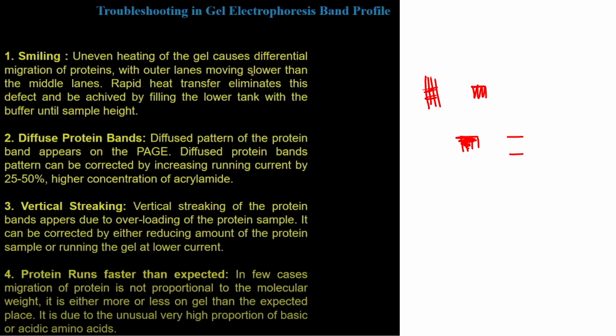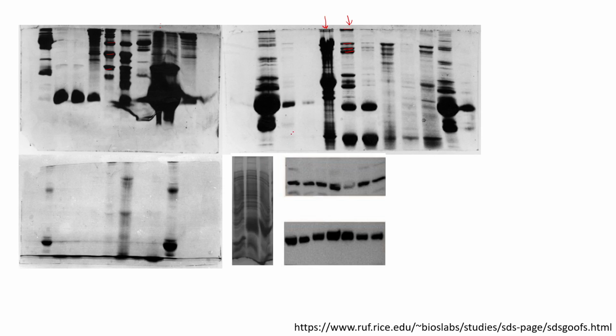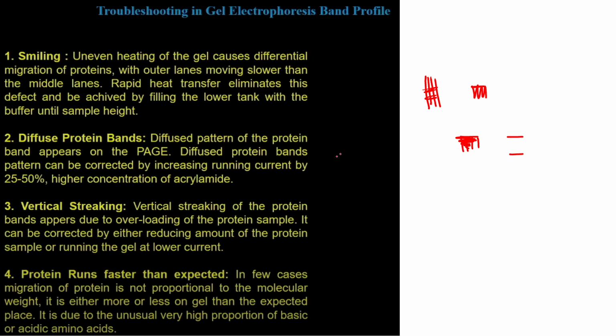There is another defect called smiling of the band. This is an example of smiling of the band. You can see an upward smile here, and a downward smile here. This is also smiling of the band. The bands are curved like this instead of a straight line. Why does smiling occur? It occurs due to uneven heating of the gel.